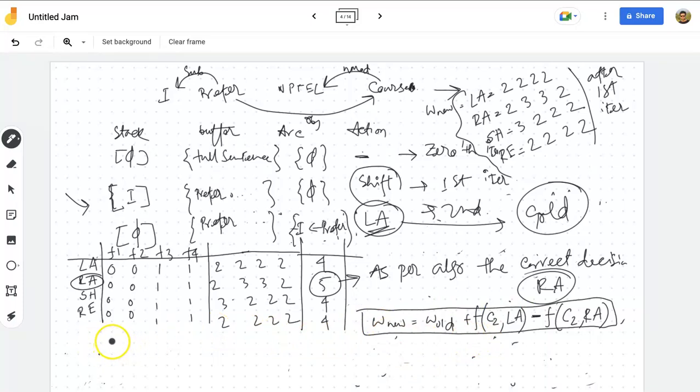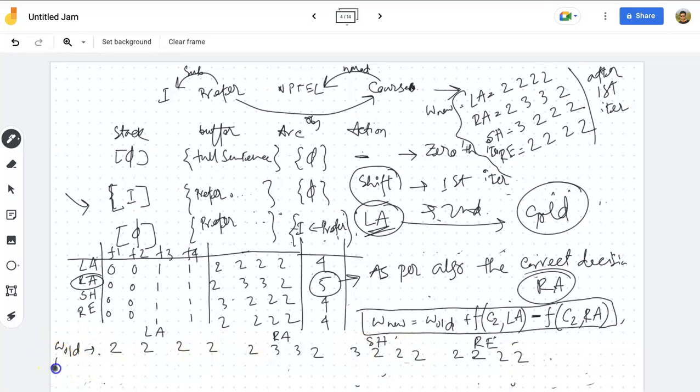Okay. So first we write the left arc thing. So 2 2 2 2. Then this is the left arc. Just one sec. This is the right arc, which is 2 3 3 2. Then shift, which is 3 2 2 2. Then reduce, which is 2 2 2 2. Now this is the old weight.